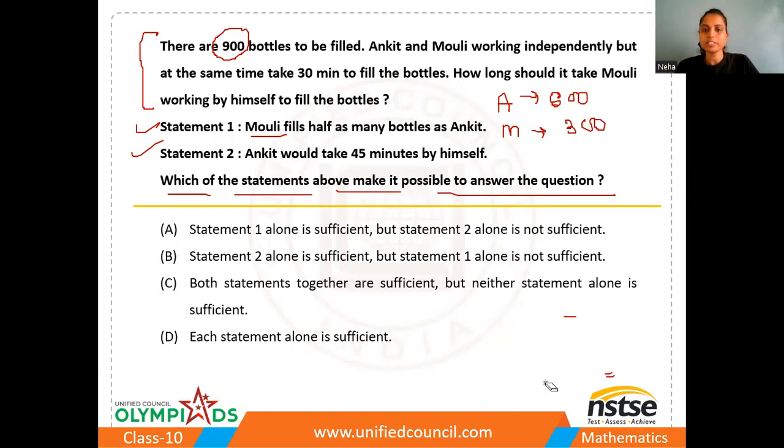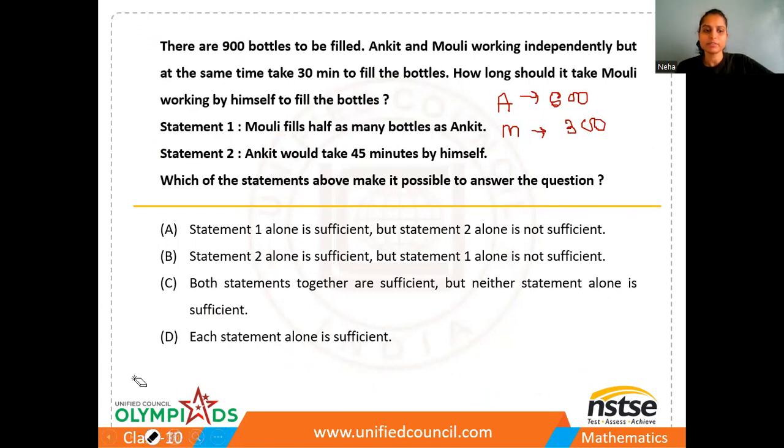Basically what statement B is saying, because we have to find how long it would take Molly working by herself to fill the bottles, right? So Ankit would take 45 minutes by himself. This is my statement 2. We have to check statement 2 also. So Ankit would take 45 minutes to fill the bottles.